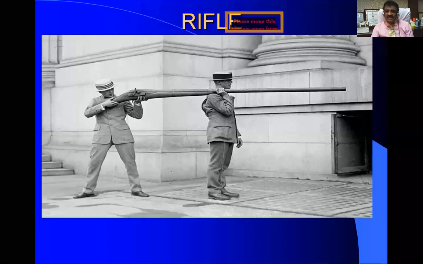Now this is a scene from a European country. You can see a rifle has been stabilized at two places, on the shoulder of one person and plus it is braced on the shoulder of the other person.